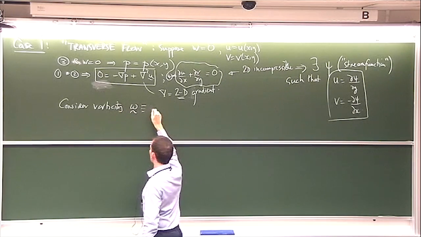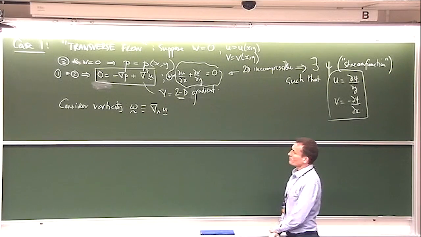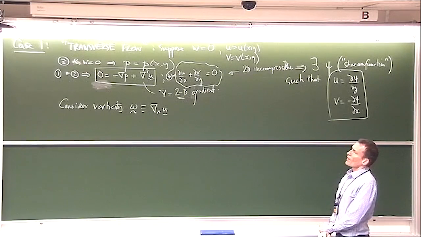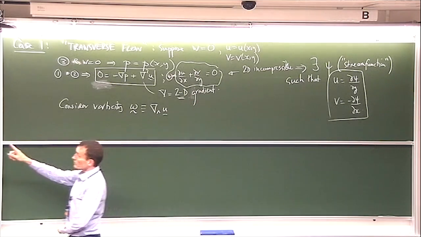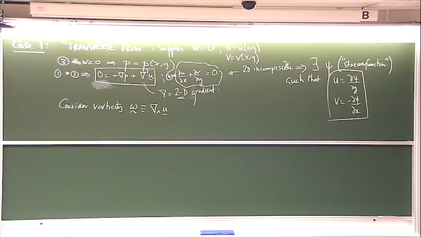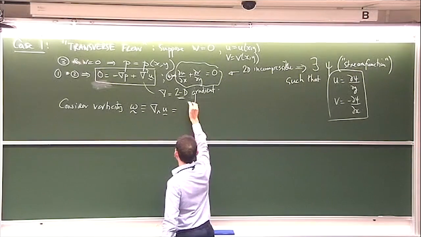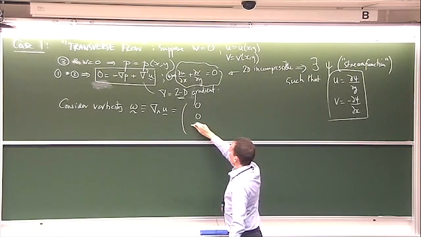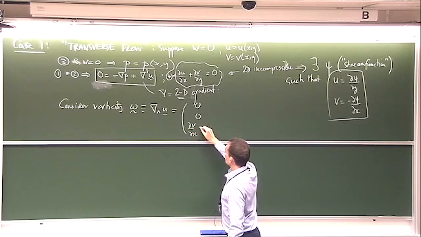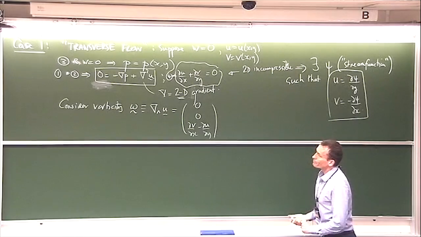Which is defined to be the curl of the velocity field. Then, of course, under our assumptions, for this transverse flow the velocity field has a zero here. The curl of this is going to be purely in the z tilde direction. So here it's going to be 0, 0, dv by dx minus du by dy.